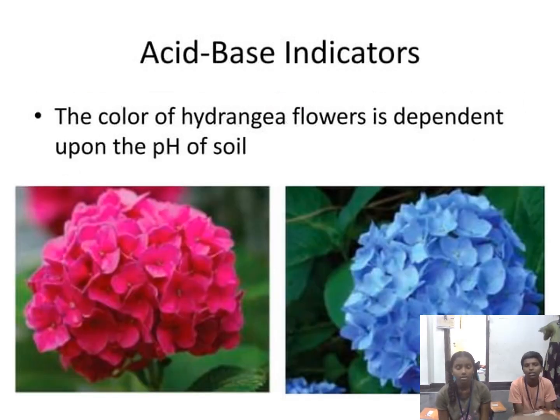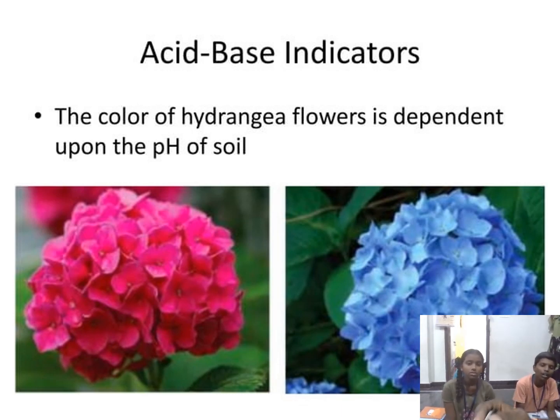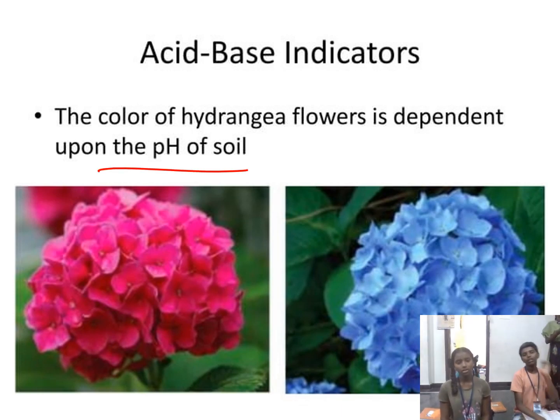So these two are another indicators, natural indicators which you can use to find out whether it is an acid or base. The color of a hydrangea flower is dependent upon the pH of the soil. So ఈ సాయిల్ యొక్క pH ని బట్టి ఫ్లవర్స్ కి కలర్స్ వస్తాయి. మనకి డిఫరెంట్ కలర్స్ ఉంటాయి ఫ్లవర్స్. ఇవన్నీ ఎట్లా వస్తున్నాయి? Because of the dependence of the soil. Soil యొక్క fertility ని, soil యొక్క pH value ని బట్టి మనకి ఫ్లవర్ యొక్క కలర్ అనేది ఉంటుంది. ఓకే.